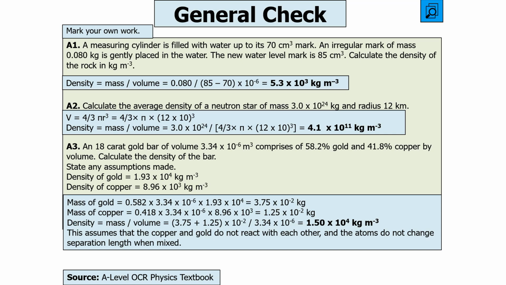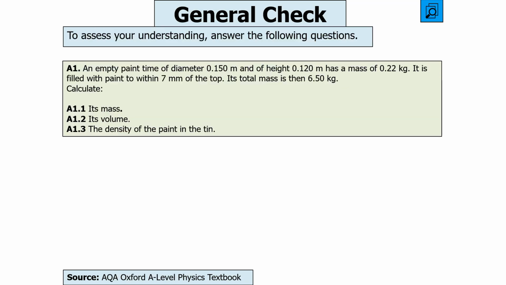So our next question says, an empty paint tin of diameter 0.150 meters and height 0.120 meters has a mass of 0.22 kilograms. It is filled with paint to within 7 millimeters of the top. Its total mass is then 6.50 kilograms. Calculate firstly the mass of the paint, then its volume, then the density of the paint in the tin. So pause the video now, then unpause the video when you want to go through your answers.